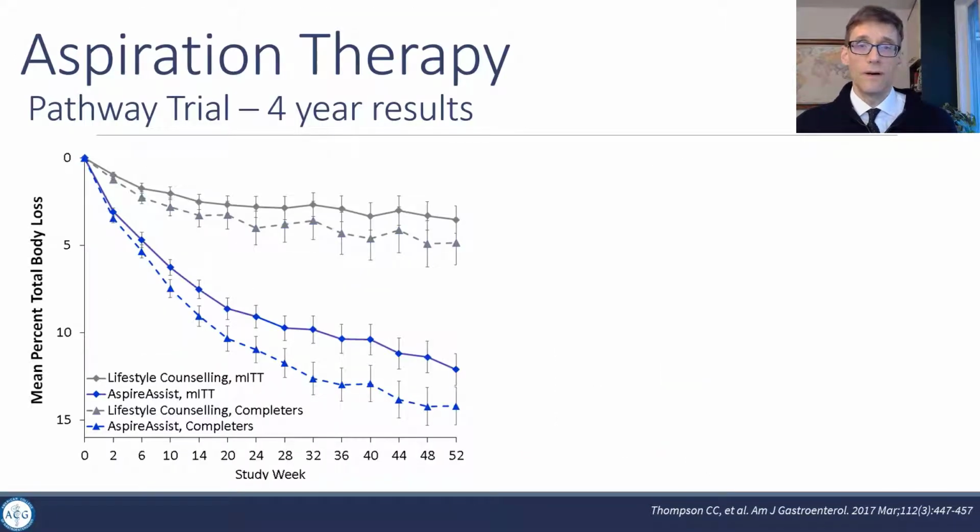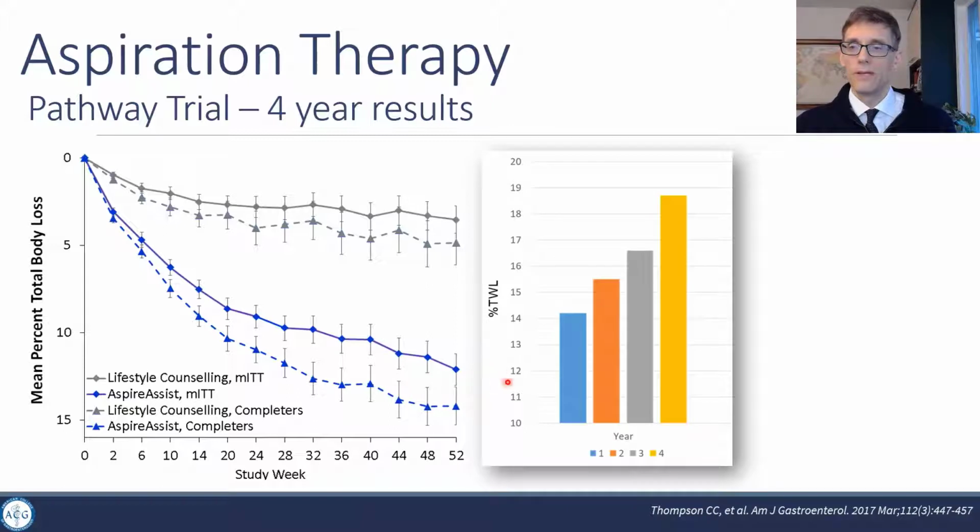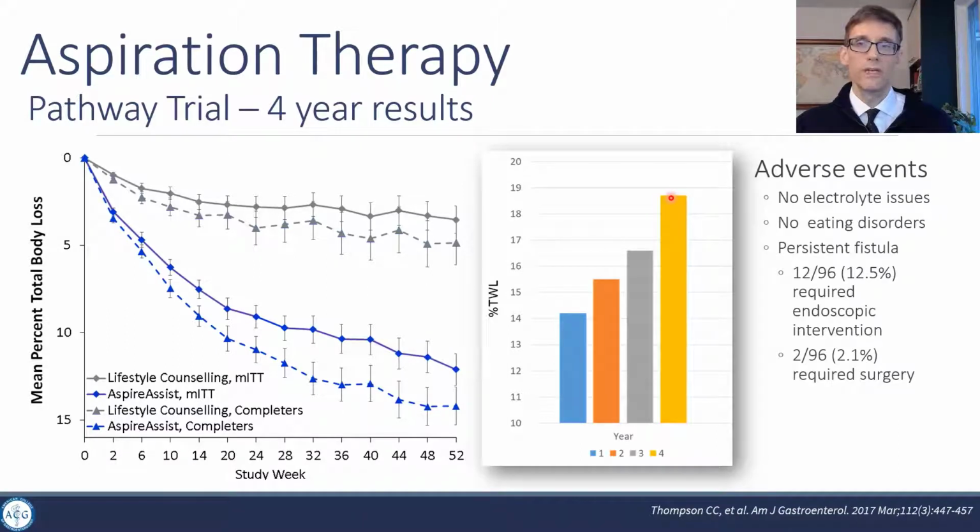Another feature of the device is that the longer it is used, the more weight comes off. So you don't have that plateau. And you can see as part of the 4-year follow-up study, patients that continue to use the device achieved nearly a 19% total weight loss at that 4-year mark.